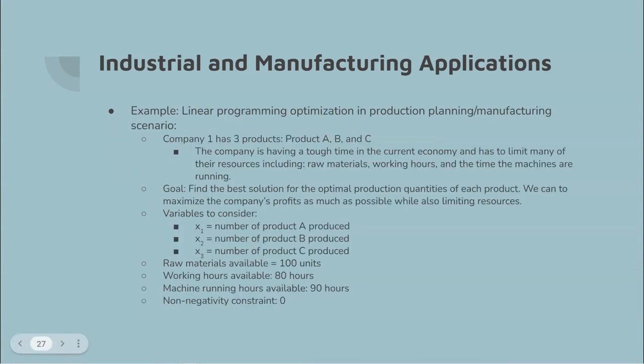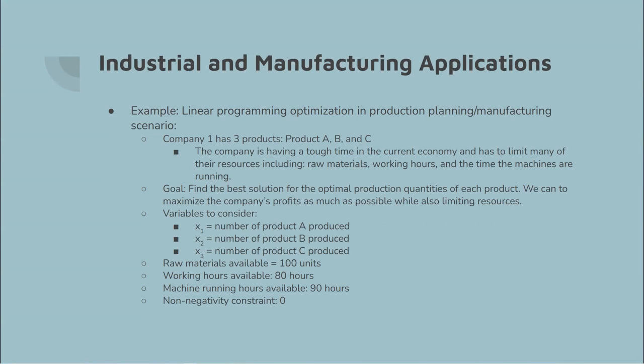So we can show this being used through a scenario. Our example will be a linear programming optimization in a production planning and manufacturing scenario. So we can say we have a company one that produces 3 types of products. We can call them product A, product B, and product C.